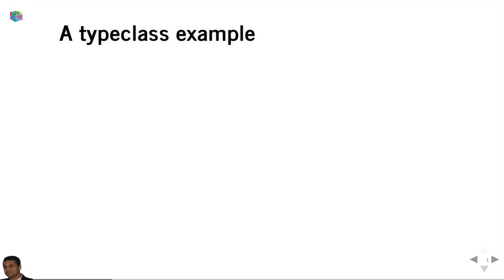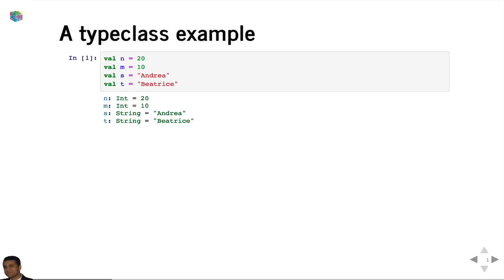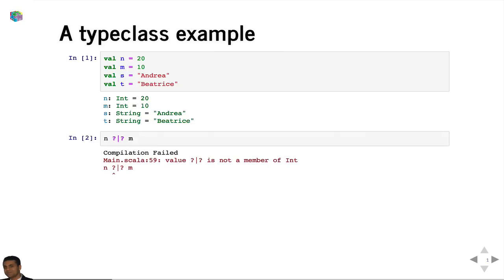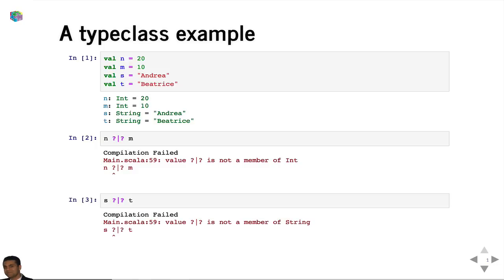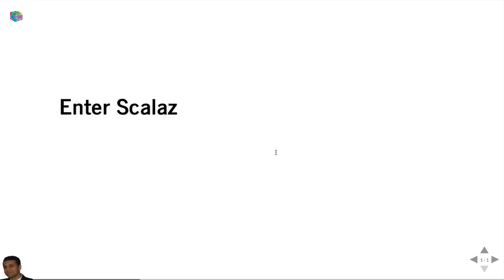Let's see what we talked about so far. I will show an example of a typeclass. We want to compare numbers and strings, using an operator that is not normally available for integers and strings. Of course, the application of such a method to numbers fails. The same holds true for strings.